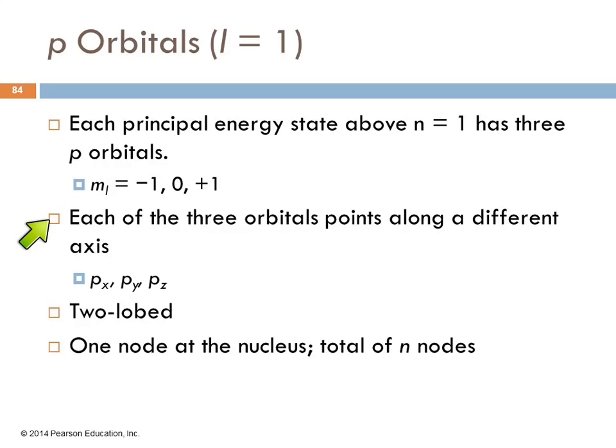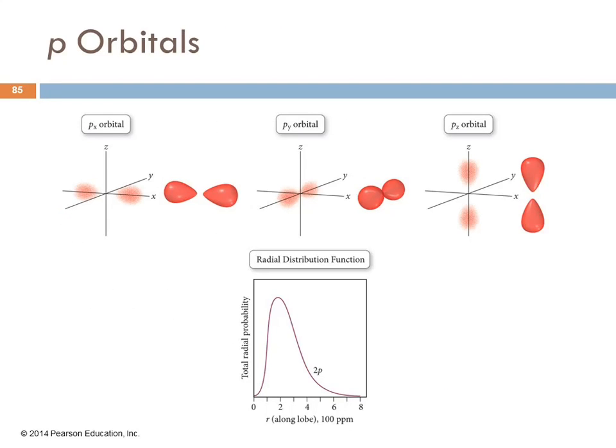They're each going to point along a different axis. So we've got x, y, and z. They're two-lobed, and they have a node at the nucleus, and then a total of n other nodes. So they look like this. This is the most accurate, more of a multiple exposure picture. So these fuzzy regions of probability. This is how we typically draw them. They kind of look like balloons.